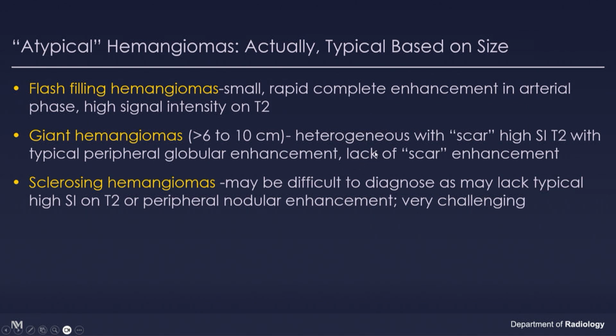What are the atypical hemangiomas? Well, actually, in my opinion, these are typical based on their size. If you have the flash-filling hemangiomas, those are the ones that are relatively small. They have rapid complete enhancement on the arterial phase, and they're bright on T2, and they stay enhanced on delayed images. The giant hemangioma was the example that I showed. The actual size isn't important, but it's more the imaging features where it has a, quote, scar-like appearance, which is high signal intensity on T2, and it has that typical globular enhancement with lack of enhancement of the center. And the one that we struggle with, as we'll show you, is the sclerosing hemangiomas, because those don't have the characteristic appearance of a hemangioma, and they can be challenging.